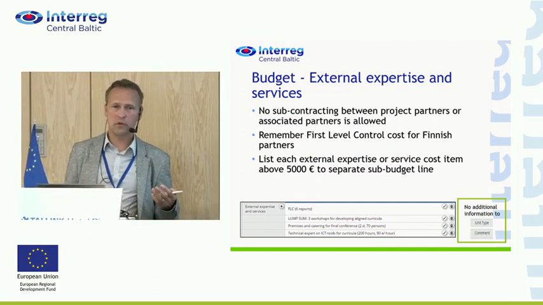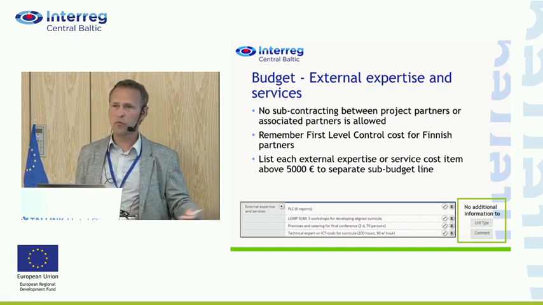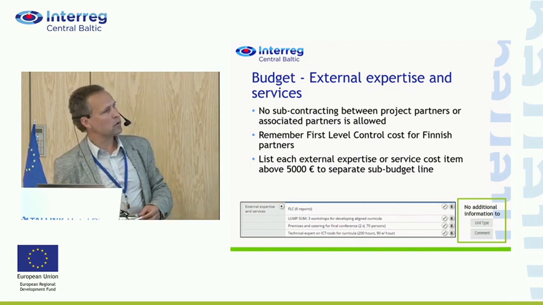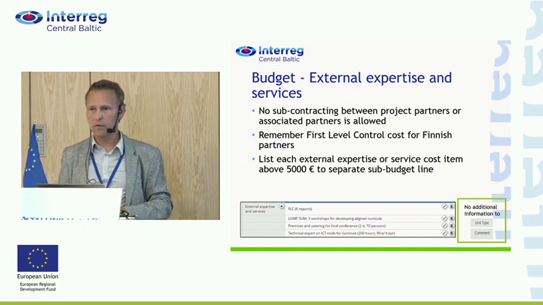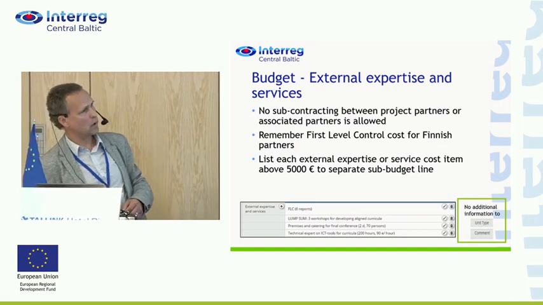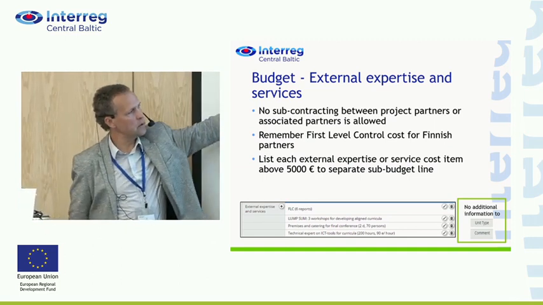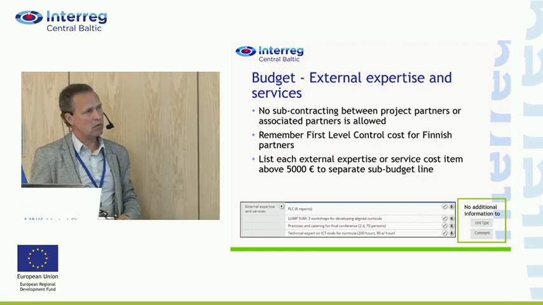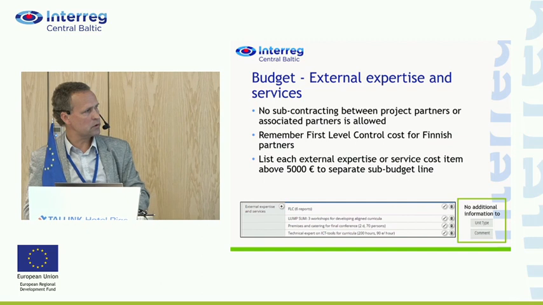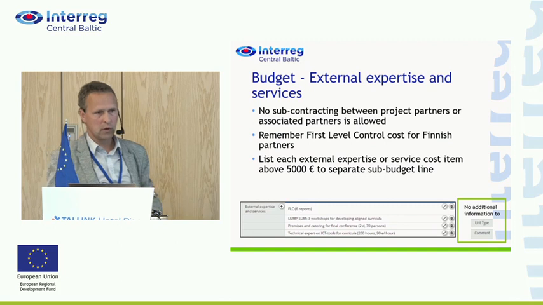In Finland, first level control needs to be bought in with procurement, and it goes under that budget line. In other countries we have centralized FLC, and state organizations will do that work. And idea of this sentence: list all services separately what are above 5,000 euros.